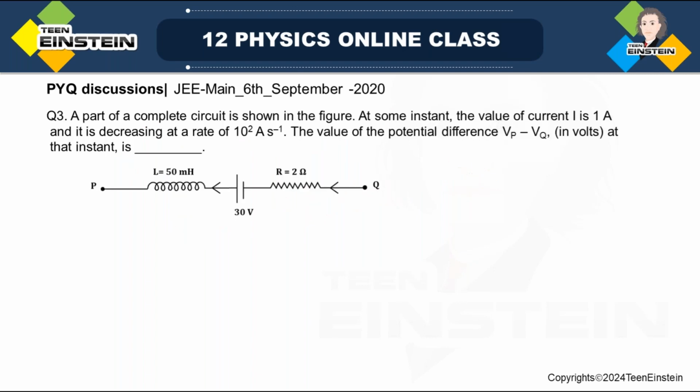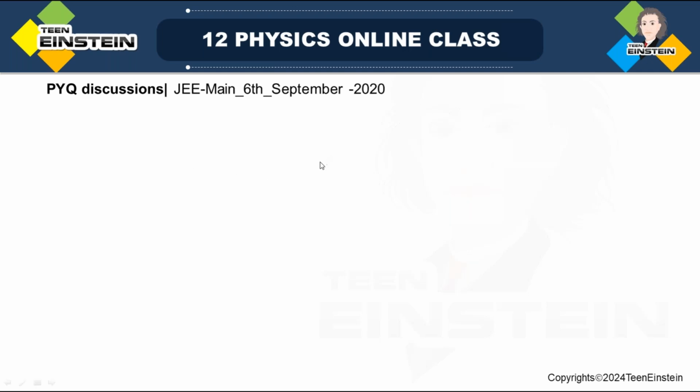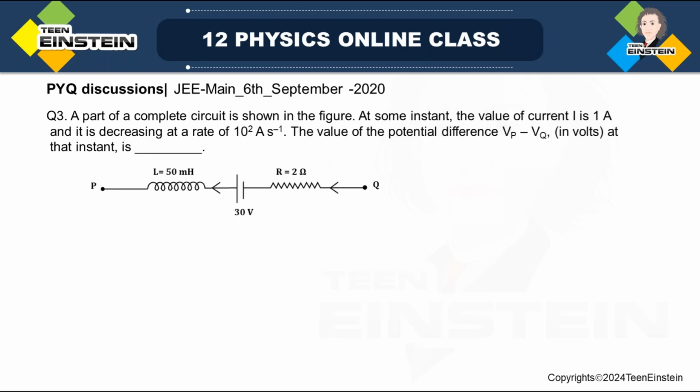Now let us see this problem. This is a very interesting problem. This problem says a part of a complete circuit is shown in this figure. At some instant, the value of current I is 1 ampere, as you see. So current will be 1 ampere at this instant, and it is decreasing at a rate, so di dt with a minus sign, 10 to the power 2 ampere per second. It is decreasing.